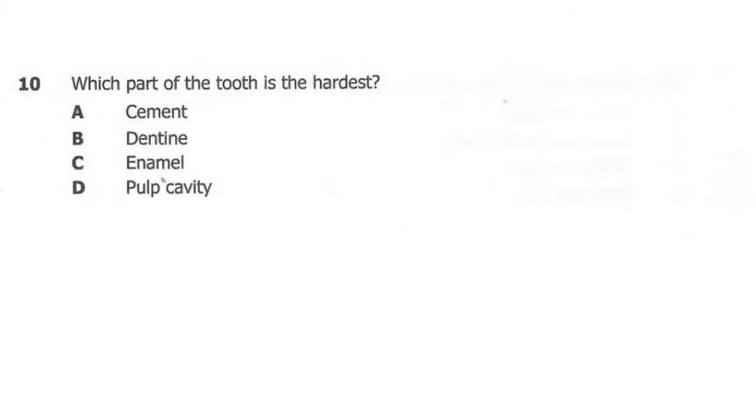Question 10. Which part of the tooth is the hardest? A, cement, B, dentine, C, enamel, D, pulp cavity. You can drop your answer in the comment section. Is it A, B, C, or D? The correct answer here is C, enamel. So the enamel is the hardest part of the tooth, which is used as the cutting surface. So that is the correct answer.